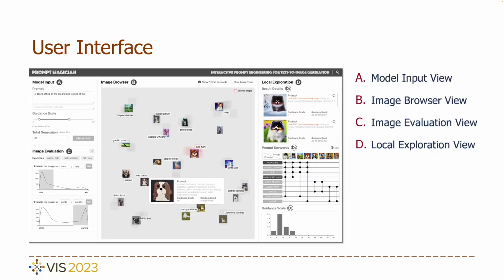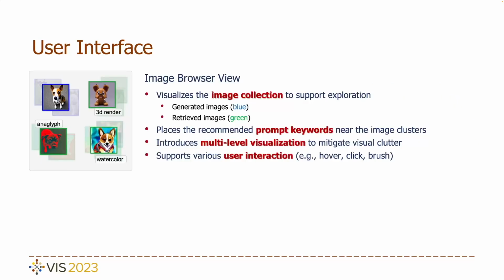The user interface of PromptMagician consists of 4 views, including the model input view, model browser view, image evaluation view, and the local exploration view. As the main window of user exploration, the image browser view visualizes the images according to their semantic similarity. The recommended prompt keywords are placed near the image clusters.